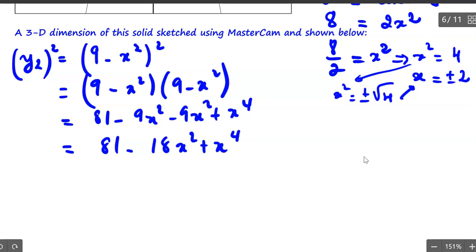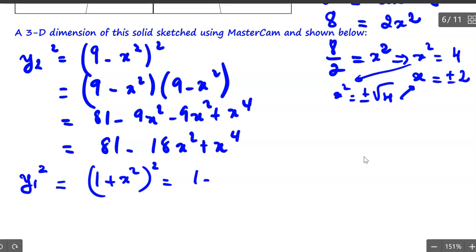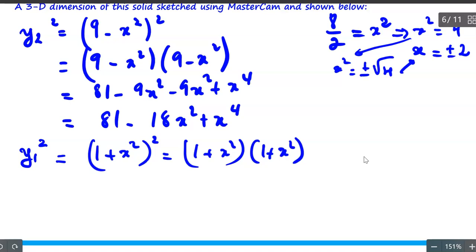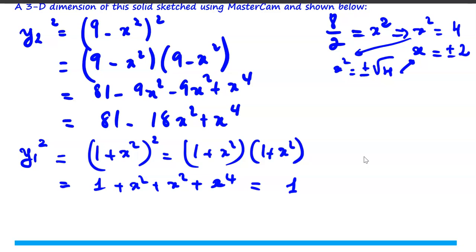Okay, the other one is y1 squared. Let me take this bracket away. So y1 squared equals 1 plus x squared, all of it squared, so it will be 1 plus x squared multiplied by itself twice. Then I should have 1 plus 2x squared plus x to the exponent 4.